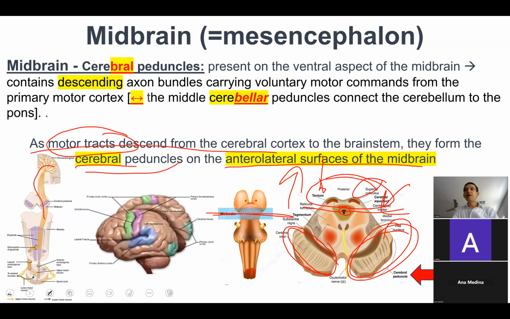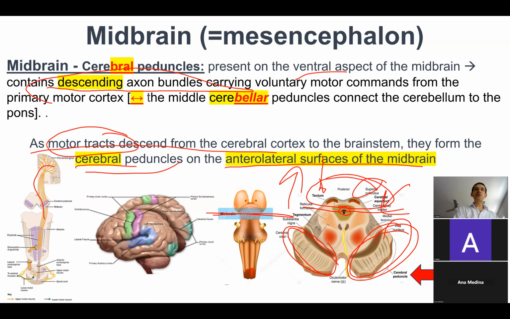So they're present on the ventral aspect of the midbrain and they contain these descending axon bundles. They go down. This is the control of our biceps, of our triceps. So this is all voluntary. You want to flex your biceps? Sure, go ahead. You want to flex your triceps? All right. You want to walk? All right. That's what these tracts are for.